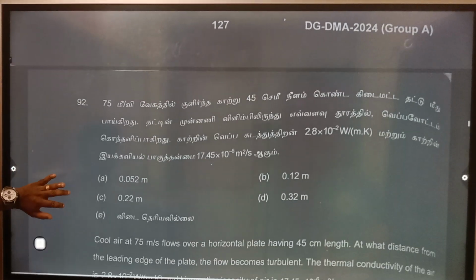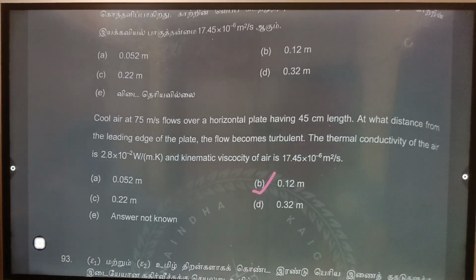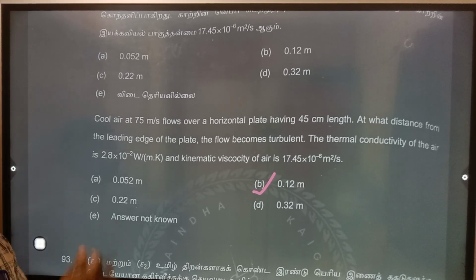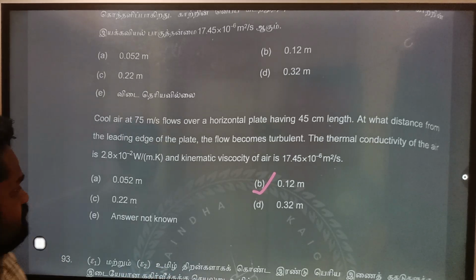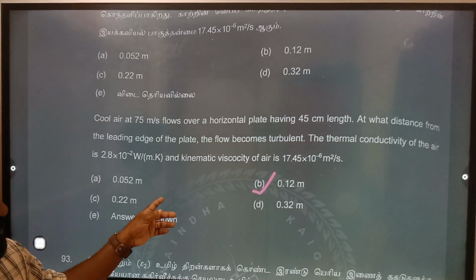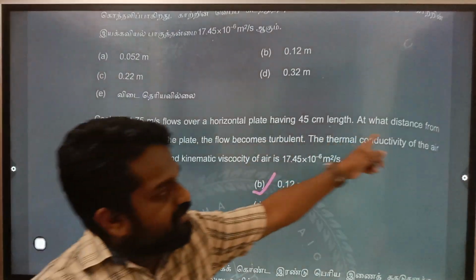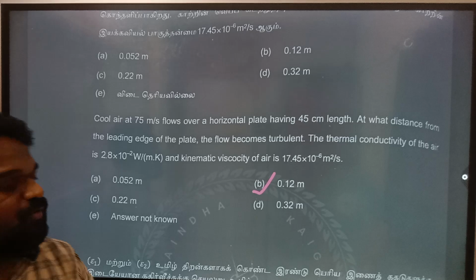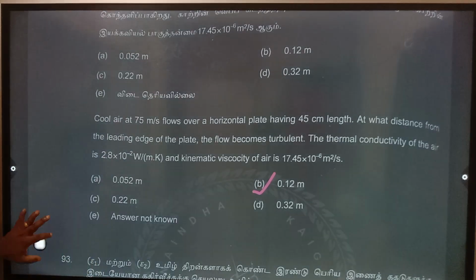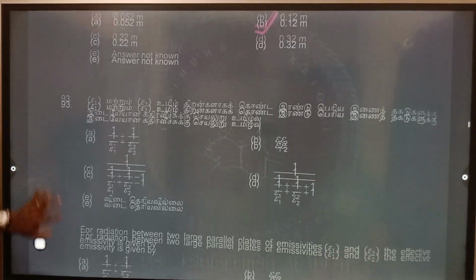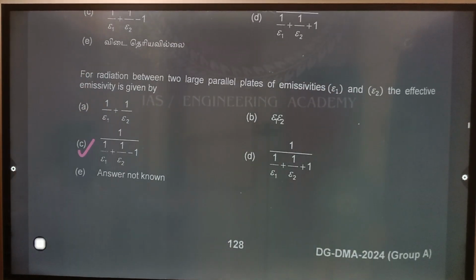92: cool air at 75 flows over a horizontal plate. They have given all these values. At what distance? Okay, the answer is 0.12 mm. 93: for radiation between two large parallel plates of emissivity E1 and E2, the effective emissivity is given by option C. This is the answer, C is the answer.